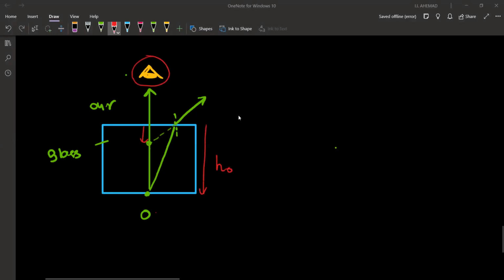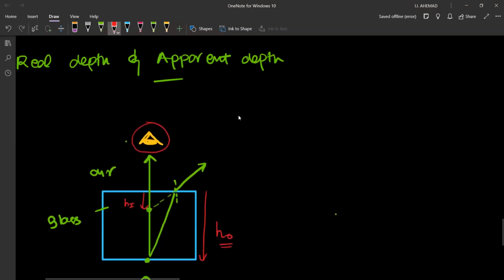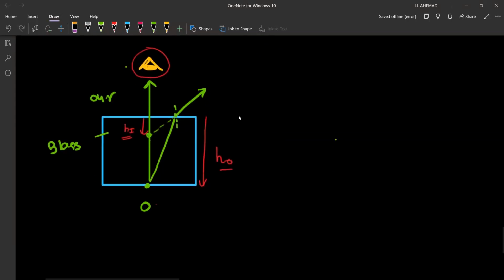Okay, so here, now it is actually located at a certain distance, HI. So actually the height is H naught. So that's the real depth. And what we observe is HI. So that's the apparent depth. Now we are trying to get a relationship between HI and H naught.